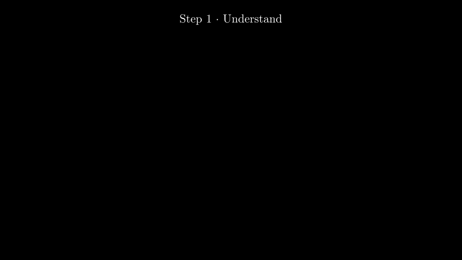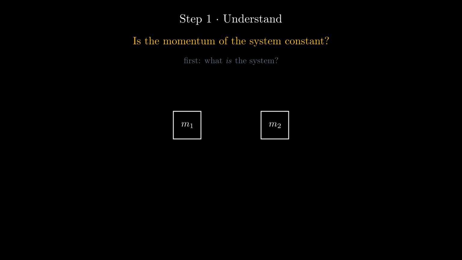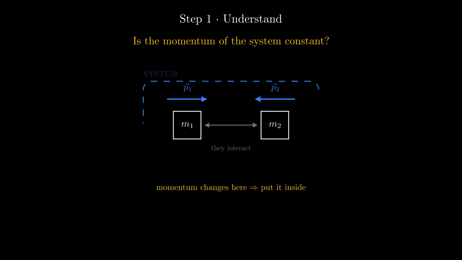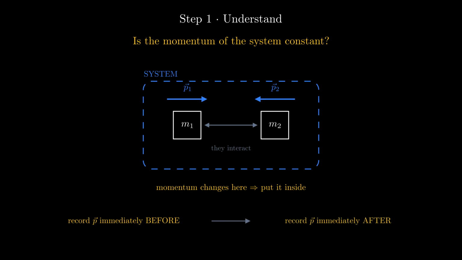Understanding starts with one question. Is momentum constant for the system that changes state? You cannot answer it until you have said what the system is. Identify the objects that make up the system, and identify how the interaction changes them. A useful guide is to look for the objects whose momentum changes during the interaction, and to draw the boundary around those. Then keep track of the momentum of everything inside, both immediately before the interaction and immediately after it. Forces from outside that reach across the boundary are the external forces, and they are what you check next.